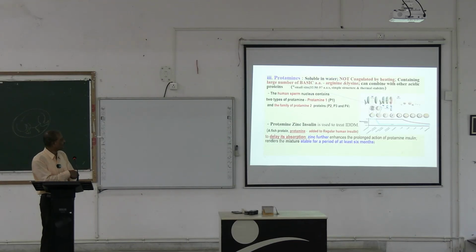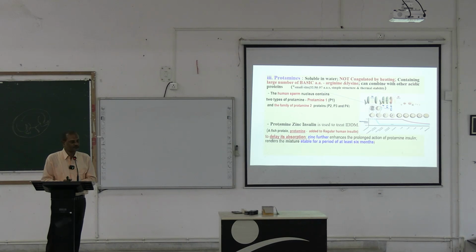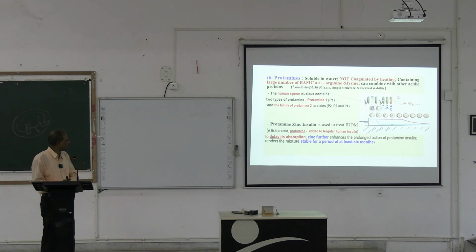So the third point was protamine. Protamine is important because it is present in human sperm, and it contains a large number of basic amino acids, that is arginine and lysine, and it is not coagulable. And there are 2 types of protamines. One is protamine 1, and the second is the family of protamine 2, that is 2, 3 and 4.